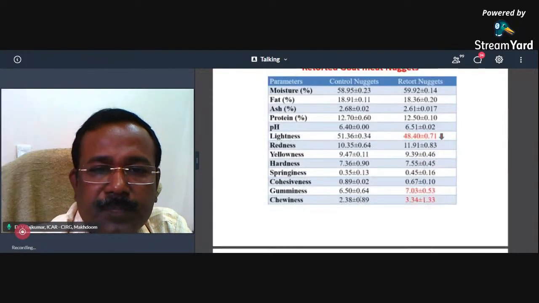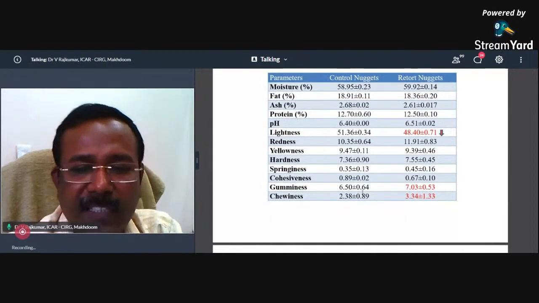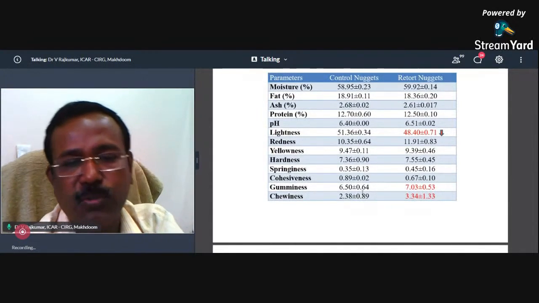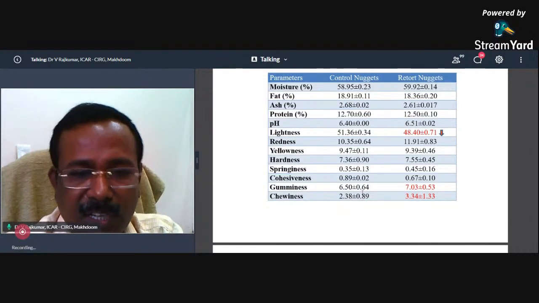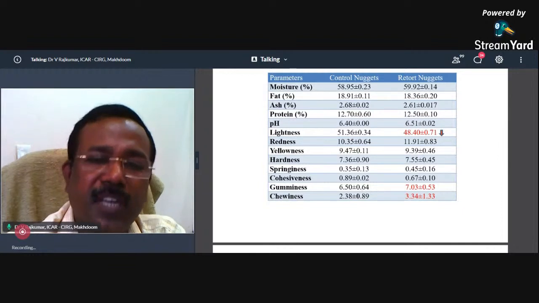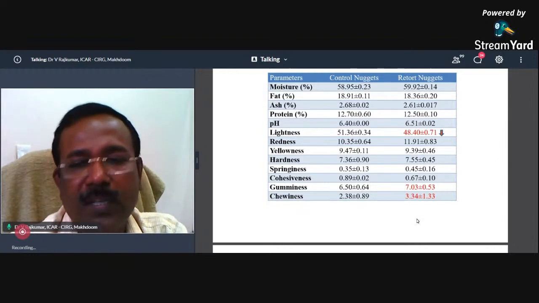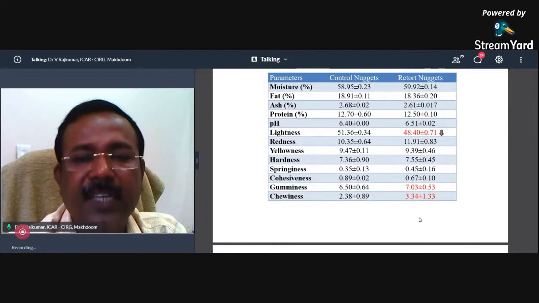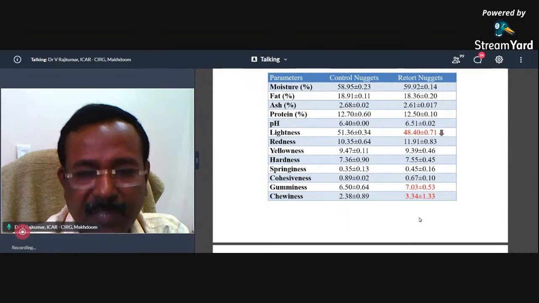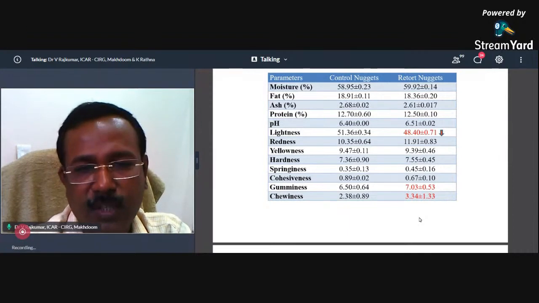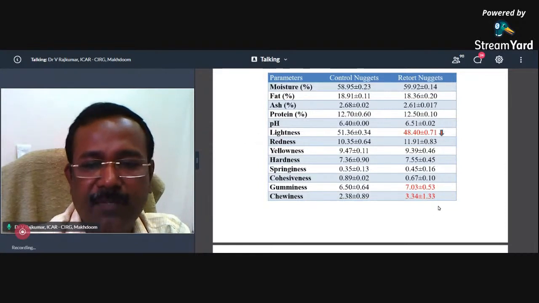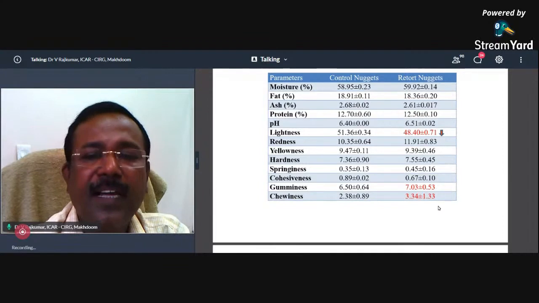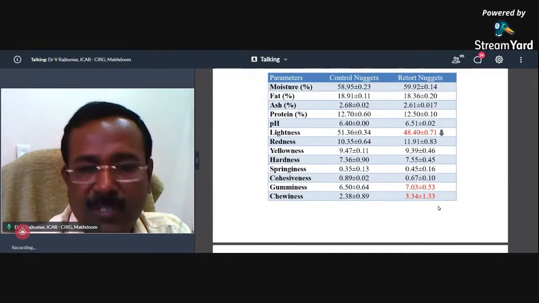This is the data for the nuggets. Lightness value came down slightly. Gumminess and chewiness values are also slightly higher, but all are almost under control. So this can be used. What we found from the data is that this kind of product can be very well used in field conditions, and it can be useful for consumers and for entrepreneurs who want to start this kind of business, who can have sound data and start this. Next, please.